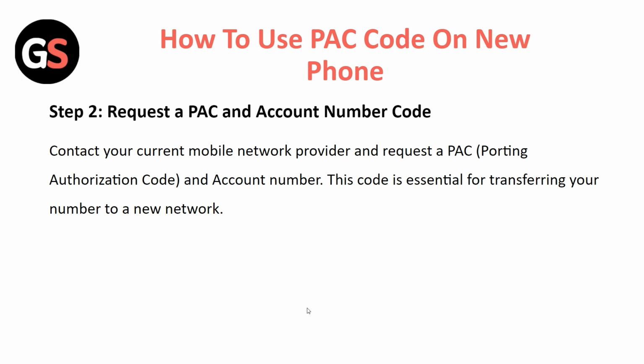So in step 2, we have to request a PAC code and account number. Contact your current mobile number provider and request a PAC, porting authorization code, and request an account number. This code is essential for transferring your number to a new network.